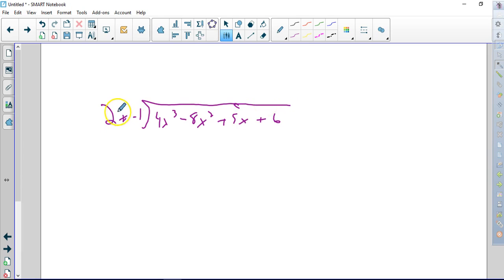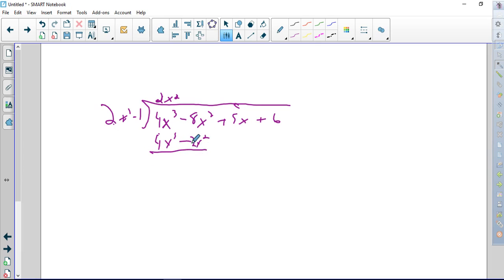Okay, so you look at the first term, here and here, and say, how many of these go into here? Okay, well, that's 2. 4 divided by 2 is 2. And then you have to look at the variables. x cubed, x to the first, well, that's going to be x squared. 3 minus 1 is 2. And now you're going to multiply. And when you do that, you get 4x cubed here, minus 2x squared.